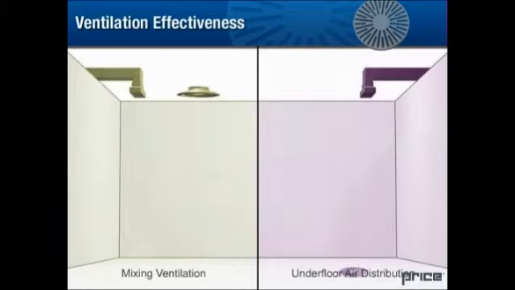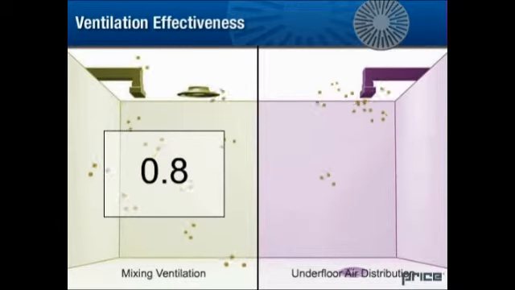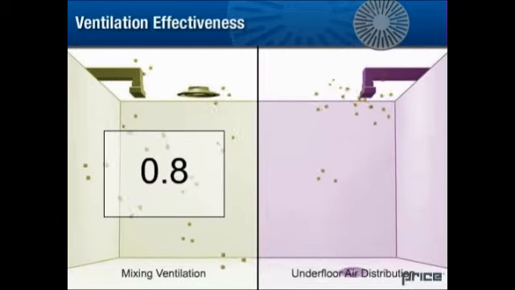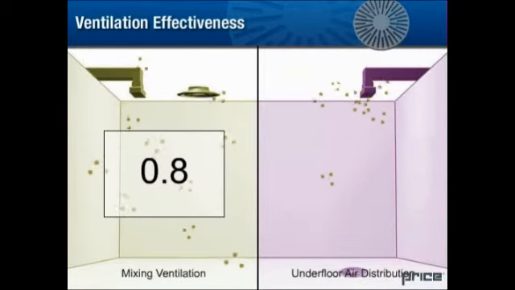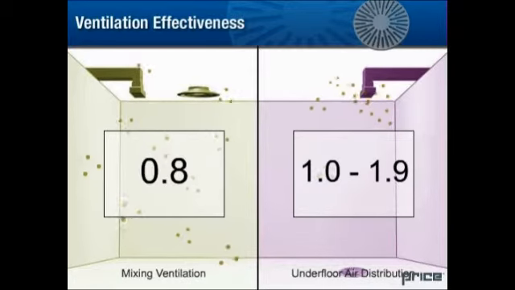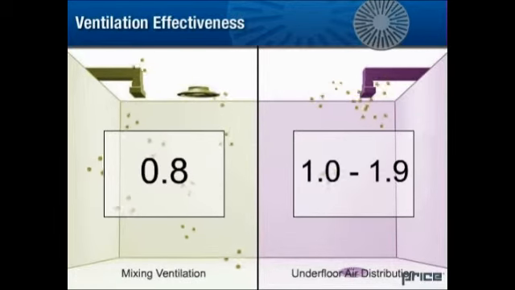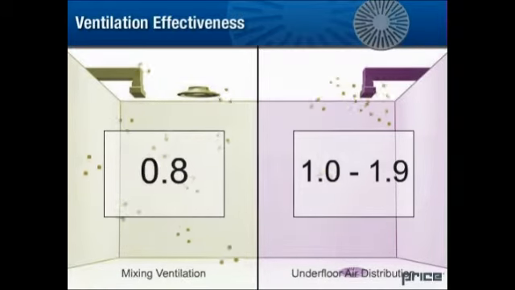Ventilation effectiveness in a mixing system is typically measured at about 0.8. Underfloor air distribution systems, with their low-level supply and high-level return, will typically have a ventilation effectiveness of 1 to 1.9, providing superior indoor air quality by removing contaminants and supplying clean and conditioned air more effectively.